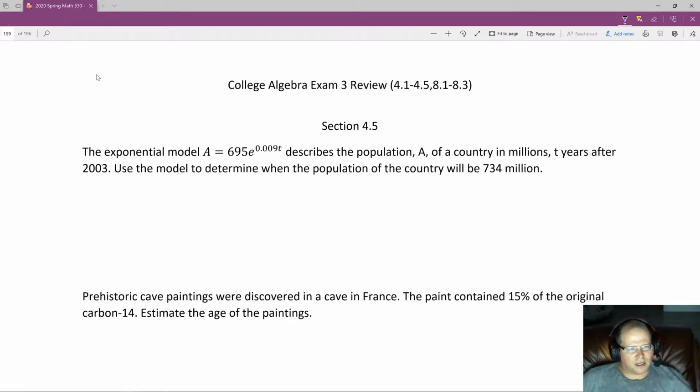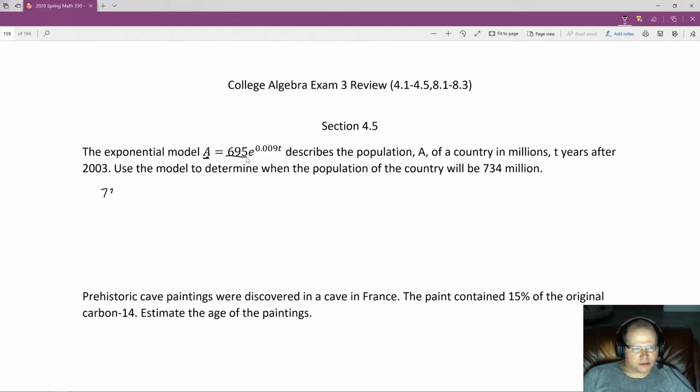So the exponential model A is equal to 695e to the 0.009t describes the population A of a country in millions t years after 2003. Use the model to determine when the population of the country will be 734 million. Now, this right here, the 695, that's in millions, the base population, and the A in front is the new population, basically, right? So, we plug everything in.